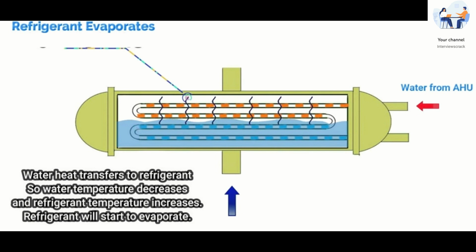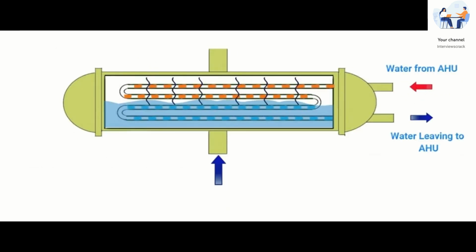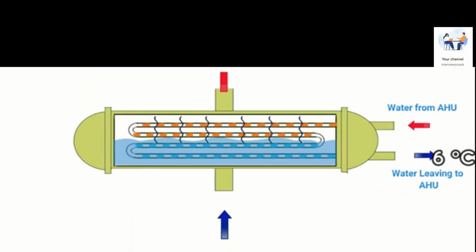When the water is coming to the evaporator, the temperature is approximately 12 degrees, and by taking this 12 degree water into contact with the refrigerant, which is low pressure, low temperature, in this evaporator, the temperature of the chilled water is getting down, and it is coming out at 6 degrees. The water leaving to the AHU is around 6 degrees.